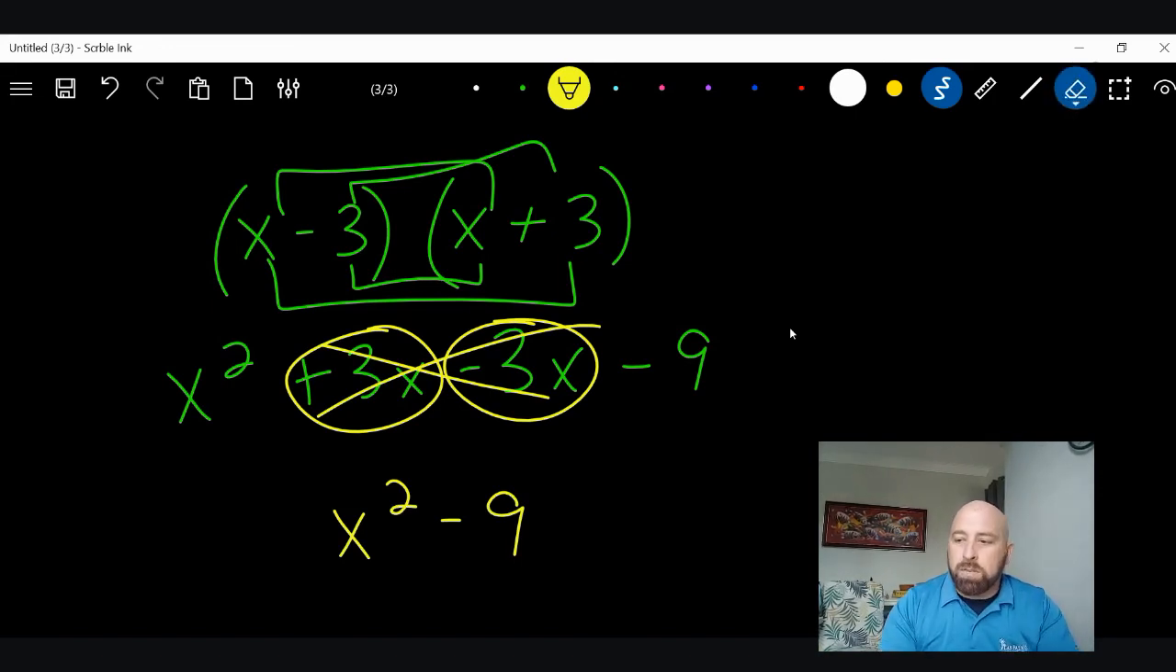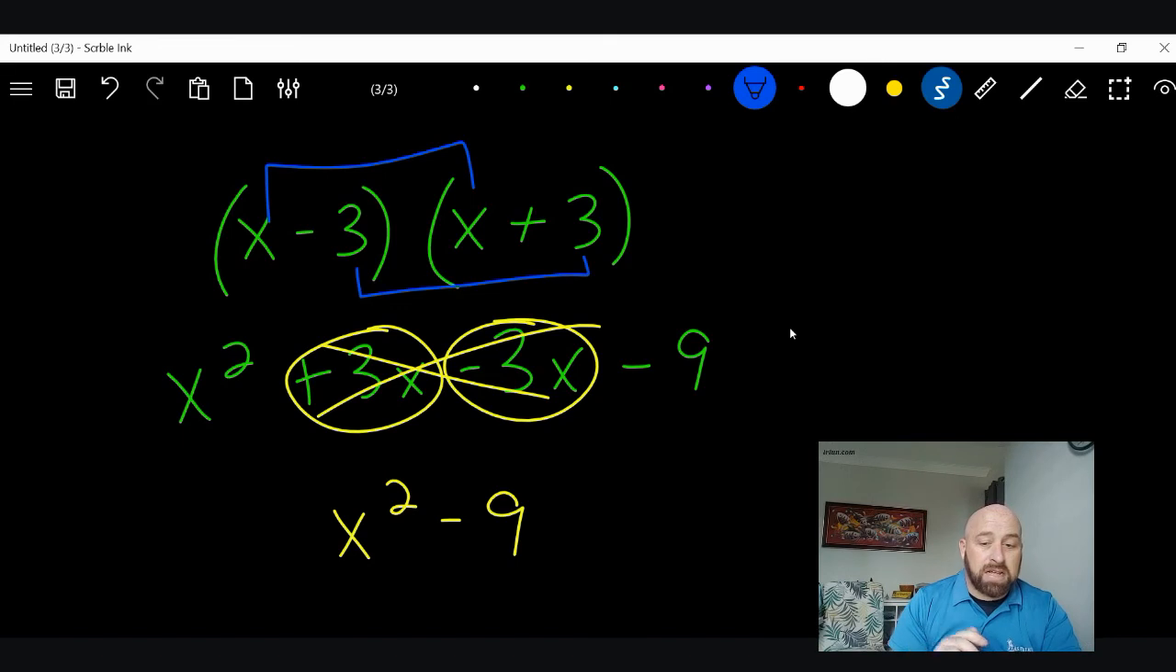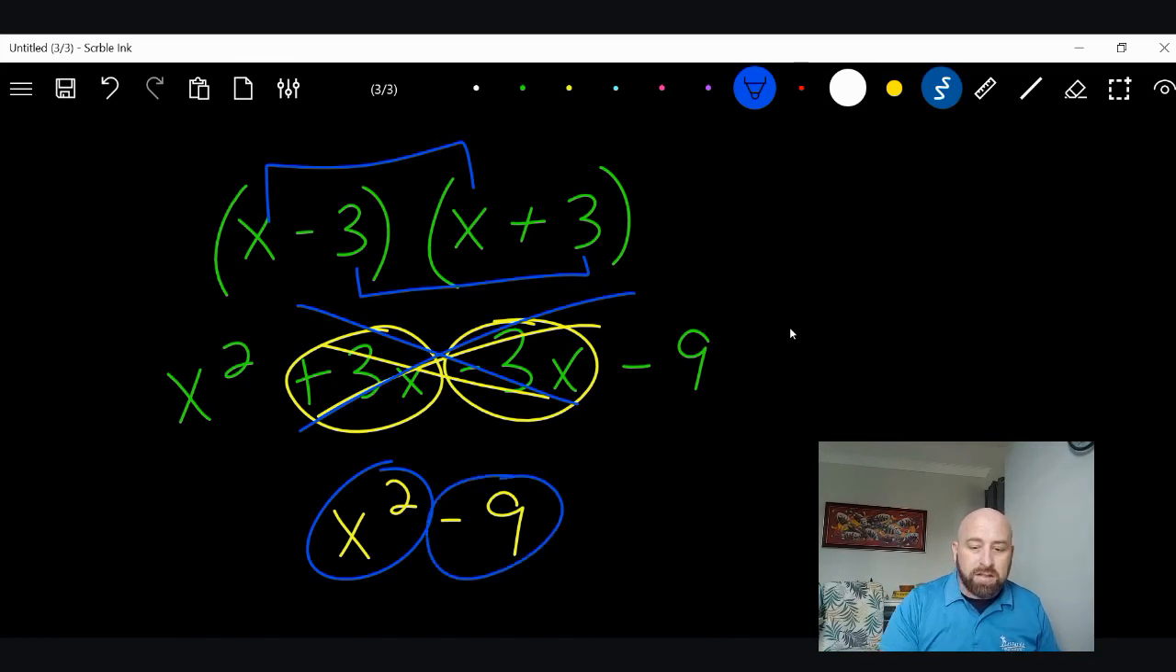Okay? So let me show you a faster way that we can do that. We don't even have to do it all. If you recognize, hey, that's a conjugate, they're the same except the signs are different. Here's what you do. You do the first and the last. That's all you have to do. You don't have to do the outers and the inners. You save yourself some time because those are going to cancel every single time. And so you just have to do the x squared, and then the last is your minus 9. And so that's a little shortcut there.